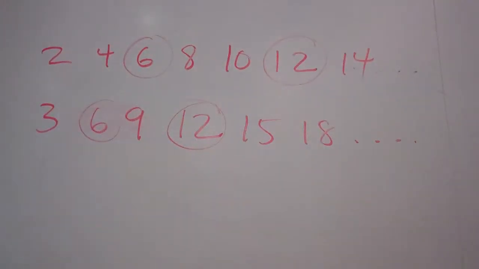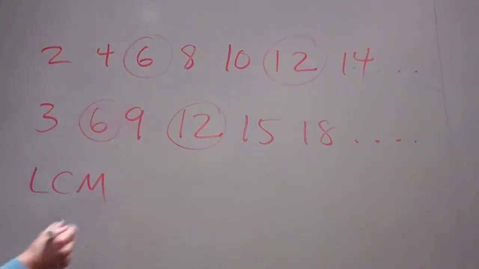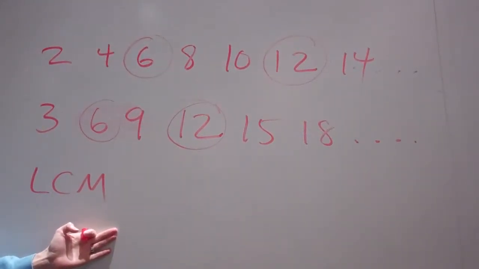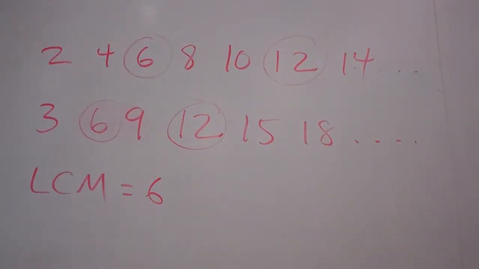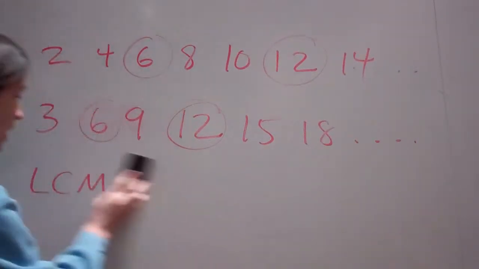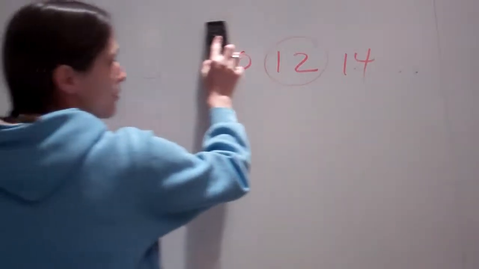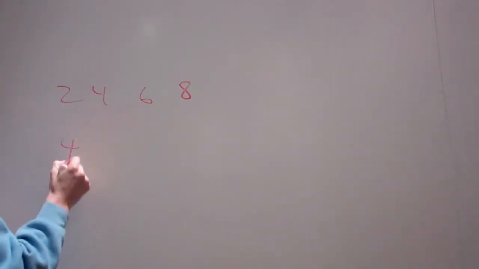Which one is my least? 6. Yes. So if I ask you for the least common multiple, that's kind of the thing you'll see, you would say 6. Least common multiple. All right. So, right now on your paper, find the least common multiple of 2 and 4. Should get it very quickly. 4. Very good.